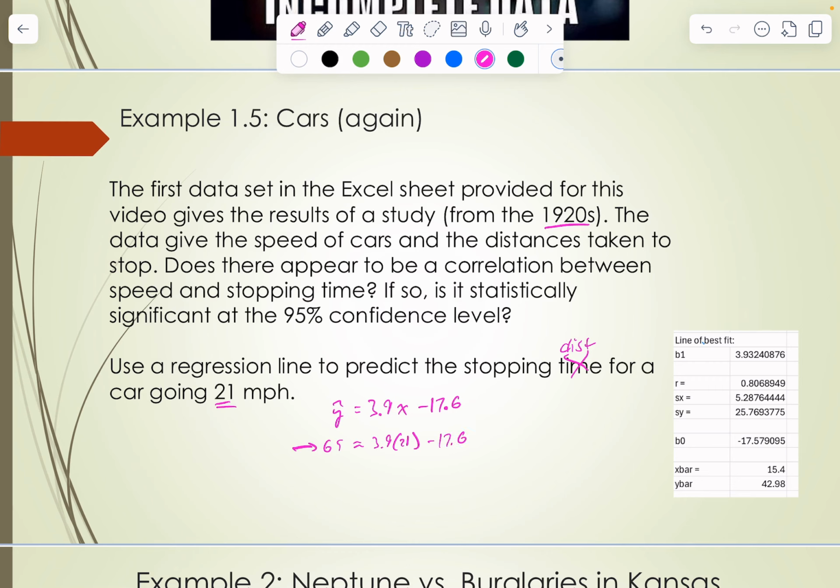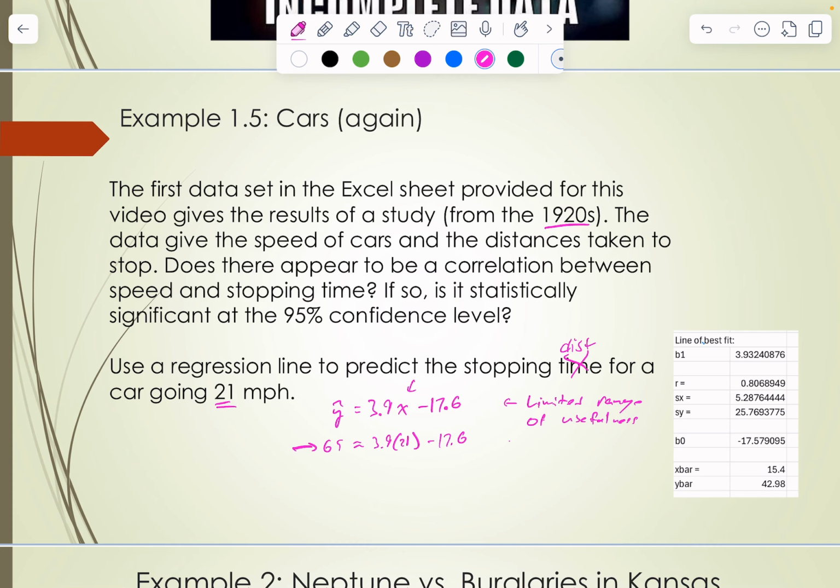That's from Excel. If x is below a certain value, then your stopping distance is going to be negative. Well, that doesn't make sense. So this has a limited range of usefulness. If x were less than 4, this would not make sense. If you were going 4 miles an hour, it doesn't make sense. This model is not valid.